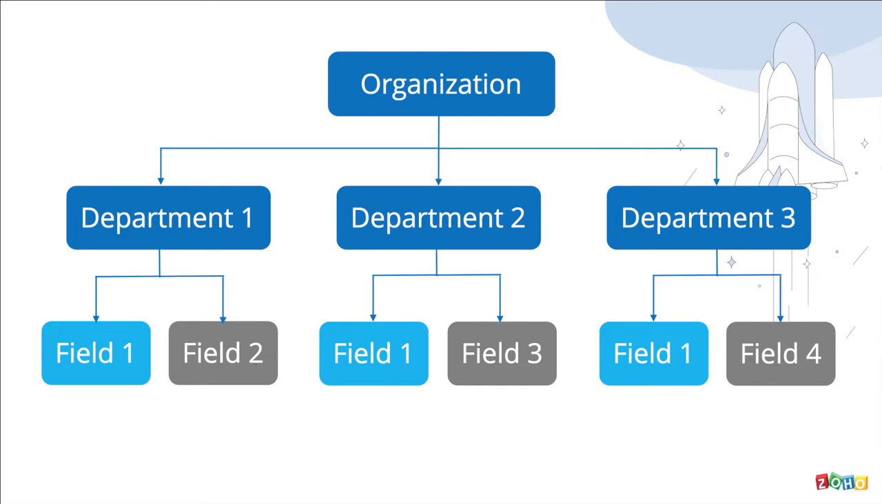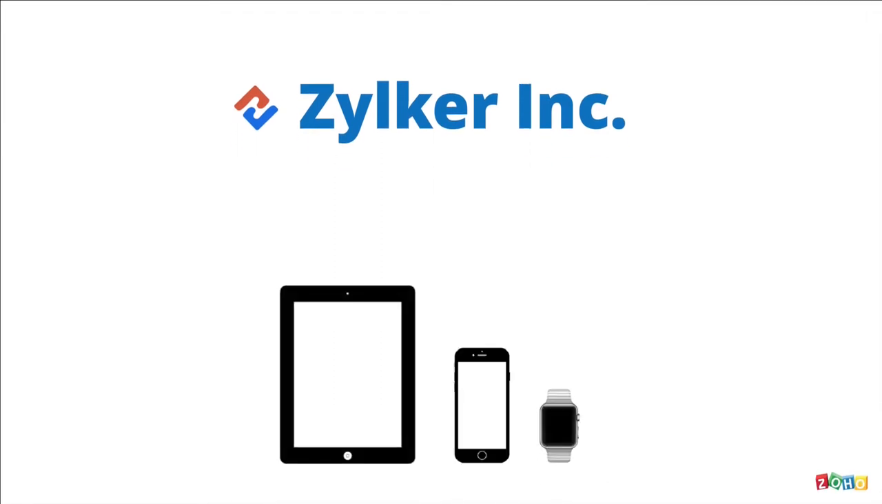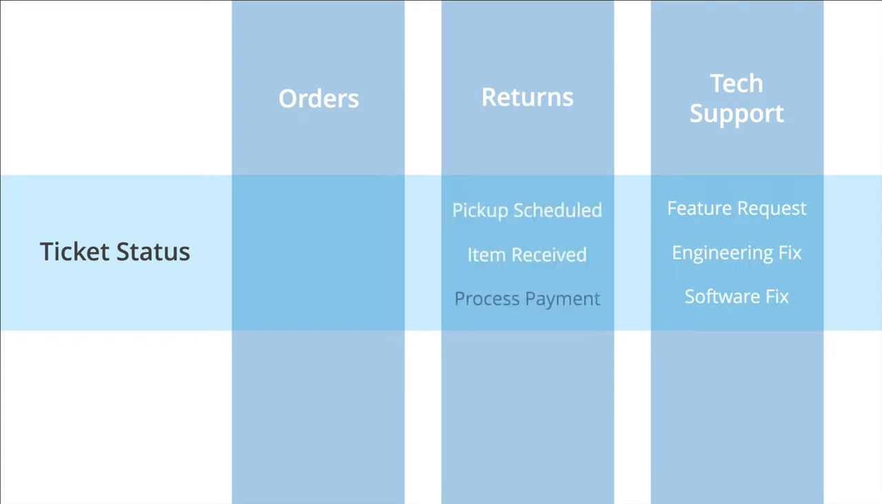Let's illustrate this with an example. Consider an e-commerce company that sells a cell phone, a tablet, and a smartwatch. The company would have different customer-facing teams for order fulfillment, returns, and technical support. The support process in each of these departments is different. In the technical support department, the ticket status field can have common values like feature request, engineering fix, and software fix. In the returns department, the same field, ticket status, would take the custom values pickup scheduled, item received, and process payment, basically values that deal with the product return process.